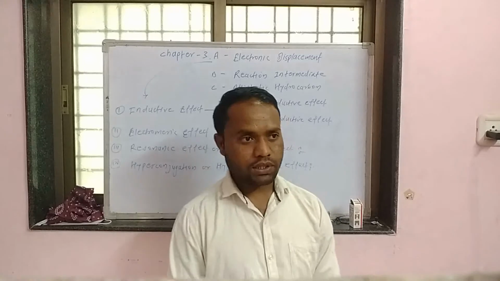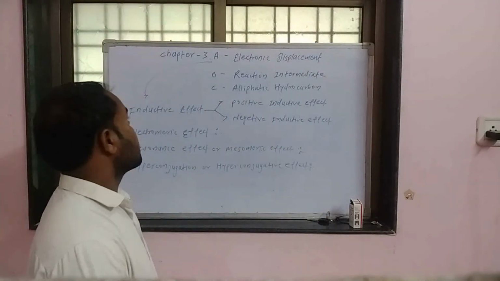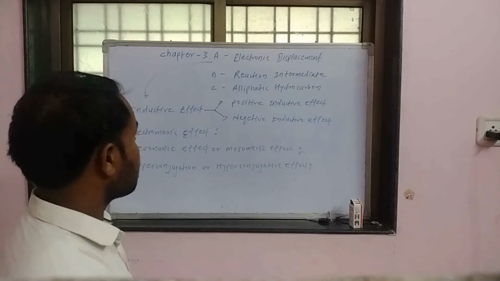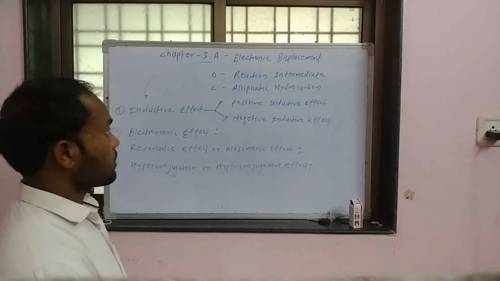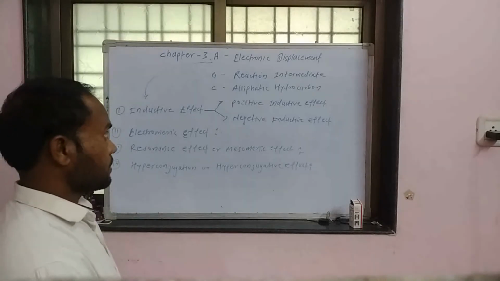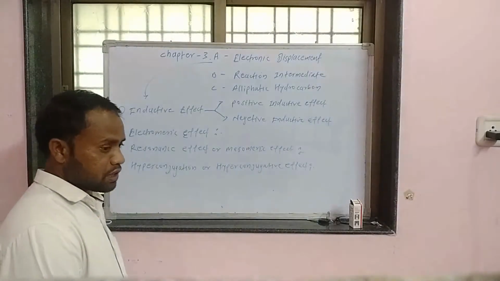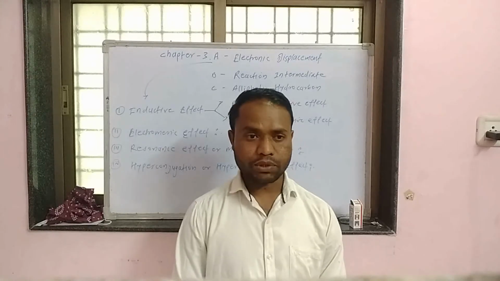We are going to discuss the chemistry subject. Chapter 3 involves three points: electronic displacement, reaction intermediate, and aliphatic hydrocarbons. The electronic displacement is the most important factor in organic chemistry.